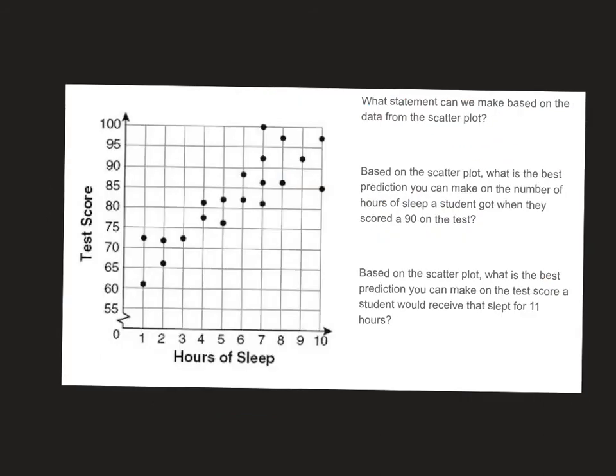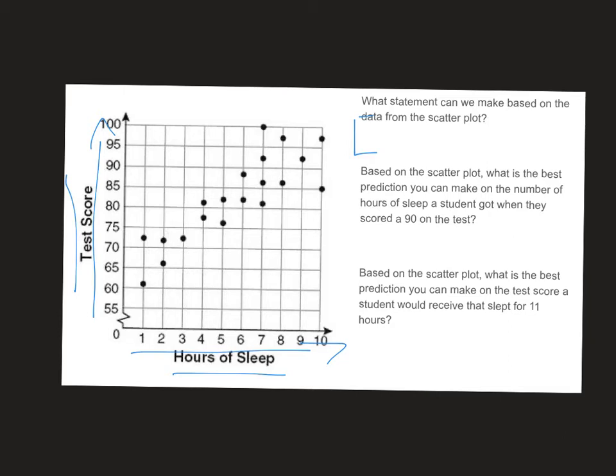Alright guys, so here we are on our second one. Again, we want to look into the scatter plot to see what we're comparing. We'll look at our x and our y-axis. X-axis says hours of sleep. Y-axis is test scores. So we could say the statement we can make, as hours of sleep increases, test scores increase. So I want you to write that here in this first box. What statement can we make based on the data from the scatter plot? As hours of sleep increase, test scores increase.